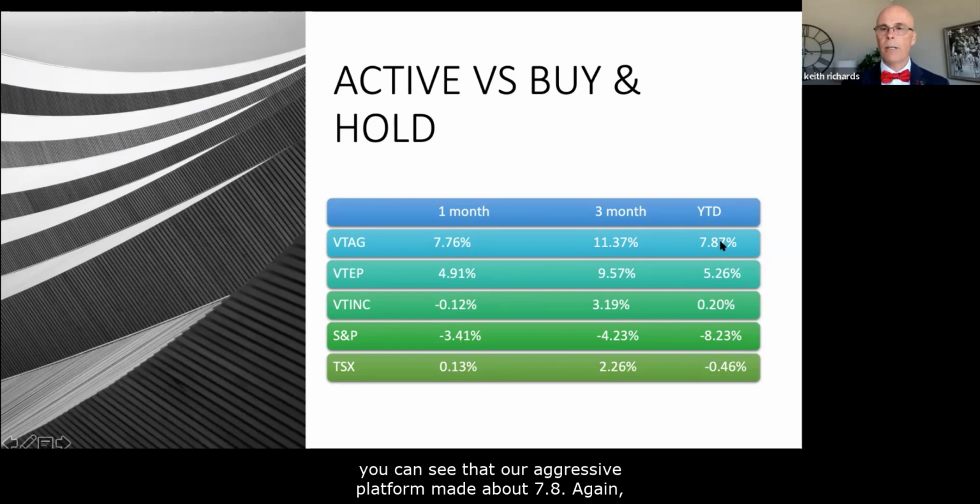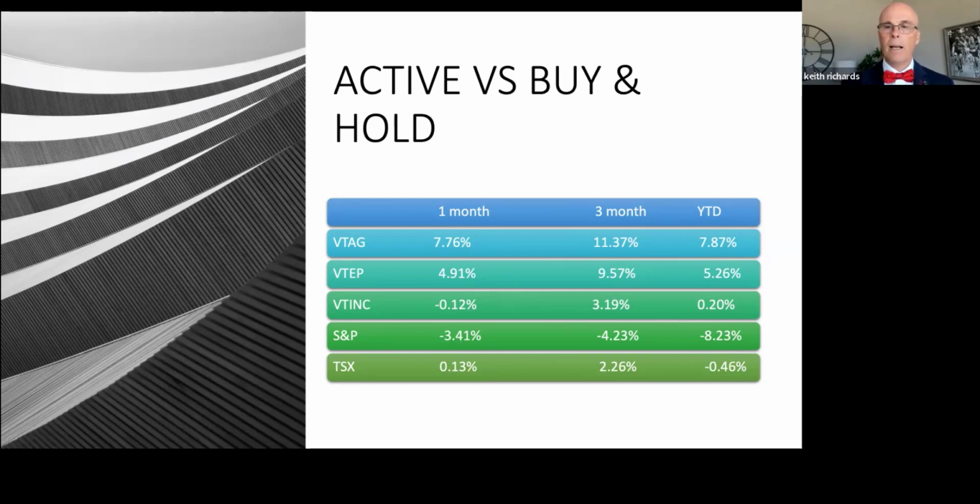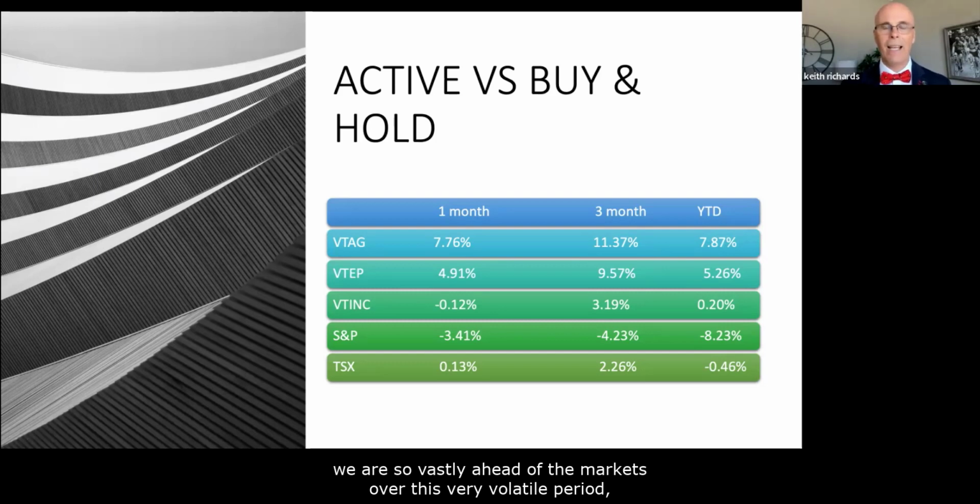Year to date from January, you can see that our aggressive platform made about 7.8. Again, take off the fees, you're probably down closer to 7.5. Our equity platform made 5. Income managed to squeeze out 0.2%. But more importantly, the S&P lost 8%. That's a long way from making almost 8% for our VTAGs, or making 5% for our equity platform. And the TSX lost about 0.5%. So even after fees, we are vastly ahead of the markets over this very volatile period.